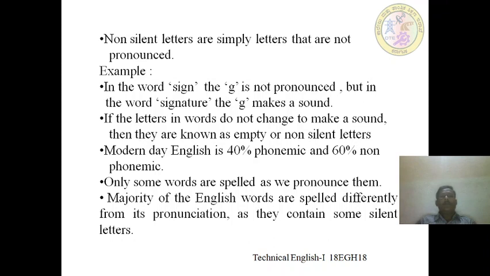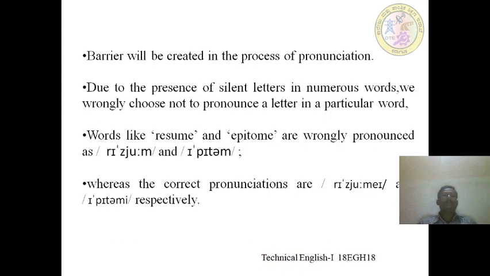In modern day, English is 40% phonemic and 60% non-phonemic. Only some words are spelled as we pronounce them. The majority of English words are spelled differently from their pronunciation, as they contain some silent letters. A barrier is created in the process of pronunciation due to the presence of silent letters in numerous words. We wrongly choose not to pronounce a letter in a particular word.